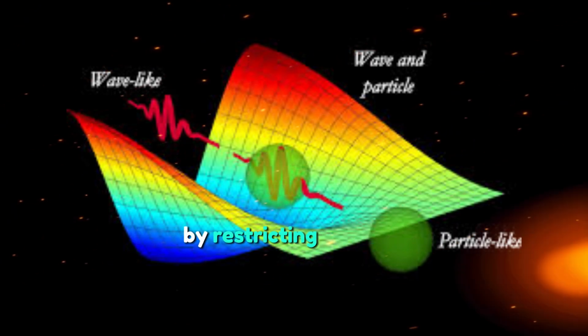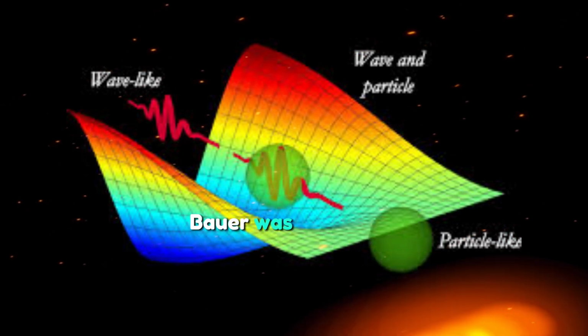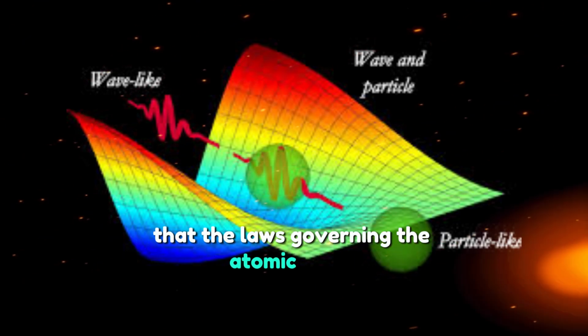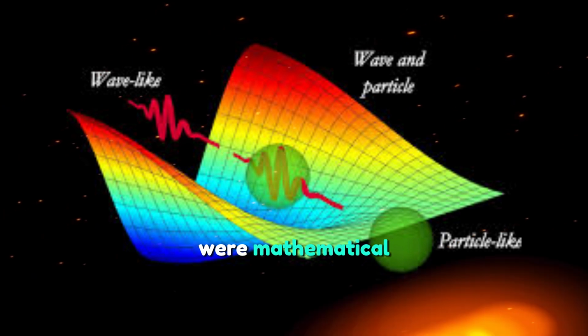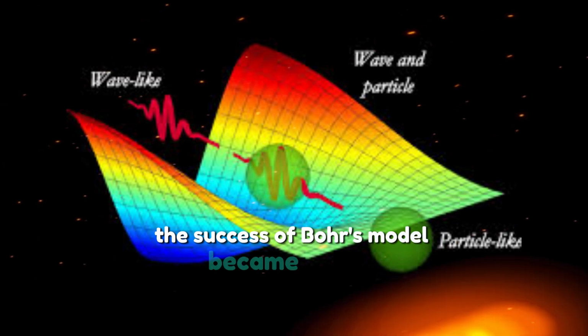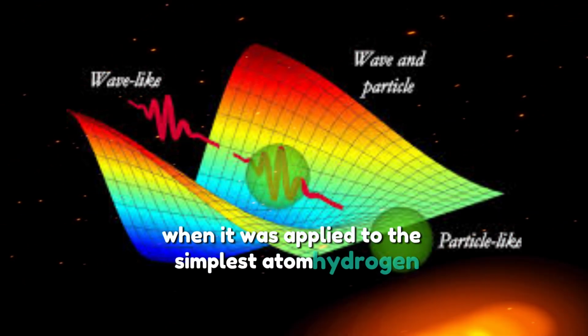By restricting angular momentum to specific values, Bohr was enforcing quantization at a fundamental level. This was one of the earliest signs that the laws governing the atomic world were mathematical, precise, and distinct from everyday experience. The success of Bohr's model became evident when it was applied to the simplest atom, hydrogen.